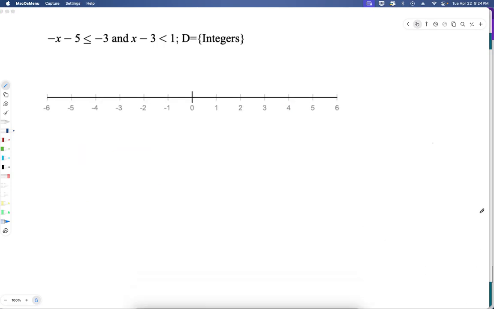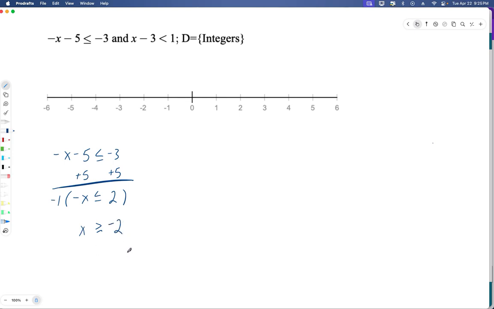Next problem. All right, so here is the next problem that you had incorrect. So we're going to do the same thing we did before. We're just going to rewrite it and solve it for x. So this is going to be adding 5 to both sides, which gives us a negative x less than or equal to 2. Multiply everything by negative 1 because we don't want a negative x, we want x by itself. That gives us the opposite of that, the opposite of that, the opposite of that.